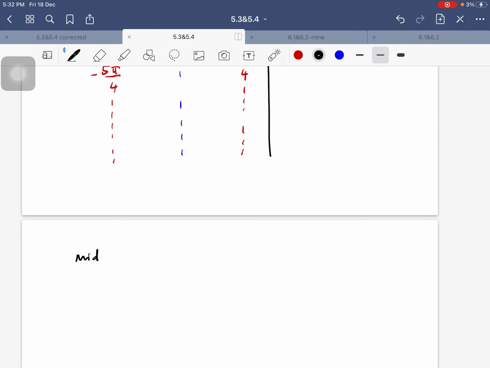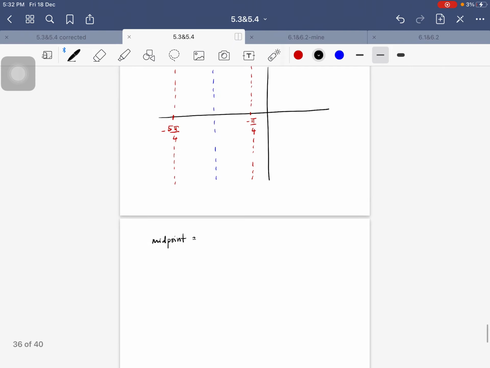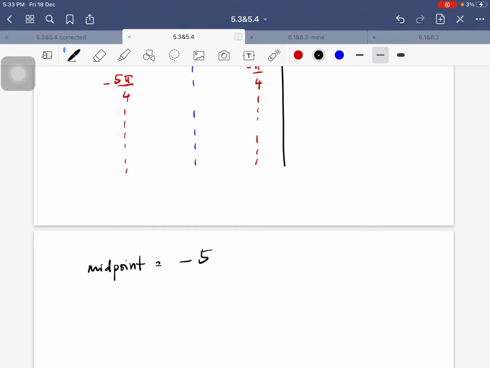Okay, so the midpoint, all I have to do is add these 2 points together and divide that by 2. So I'm going to have negative 5 pi over 4 plus negative pi over 4, divide that by 2. So let's use our calculator.